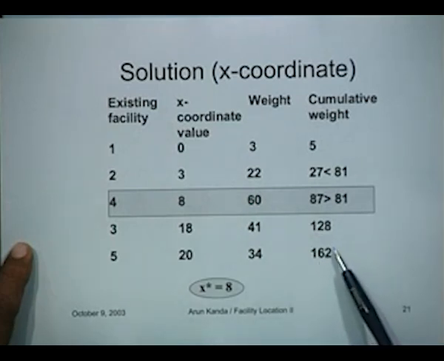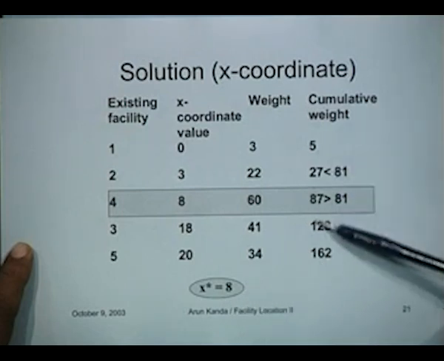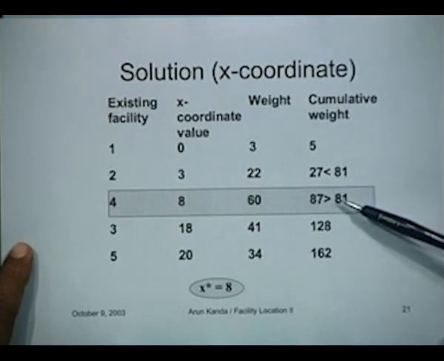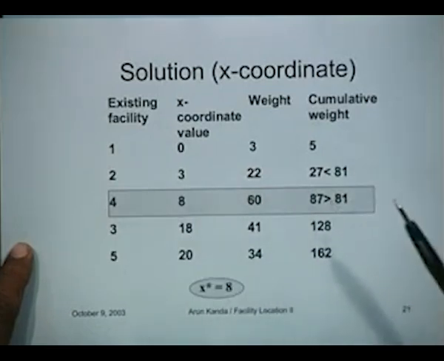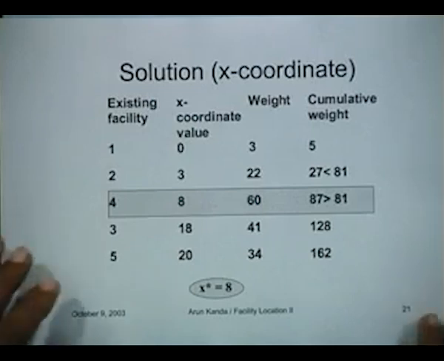And what you do is, the total cumulative weight, that is 162, is the sum of the weights, so half of that is 81. So you find out where the cumulative weight changes, that is, this is less than 81, this is greater than 81. So this becomes greater than 81 here for the first time. So this row determines the optimal solution. Very simple, straightforward, and therefore x star is equal to 8. So we have determined the optimum x coordinate for this rectilinear distance location problem, which is merely the median location. So this is how you determine the median location.